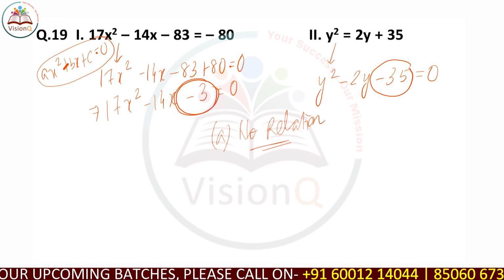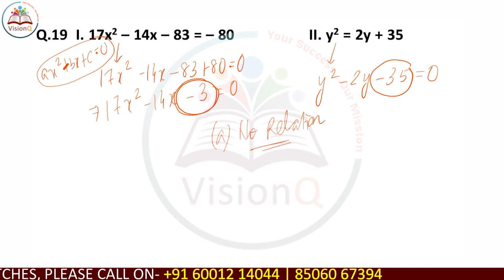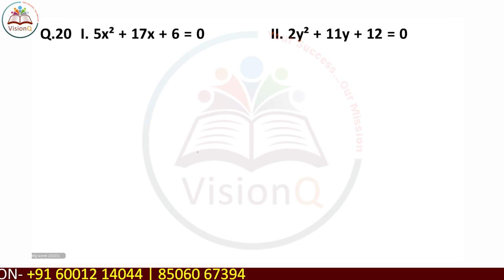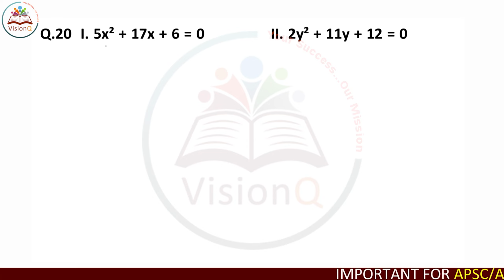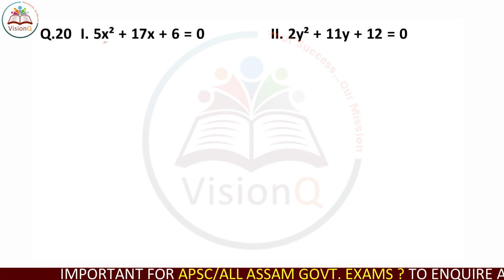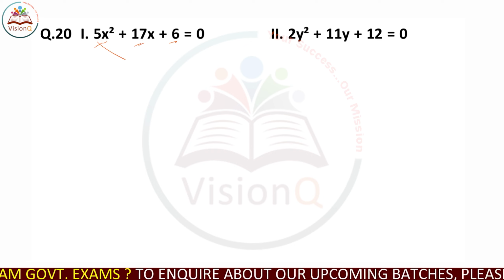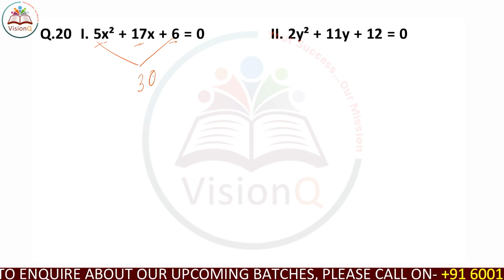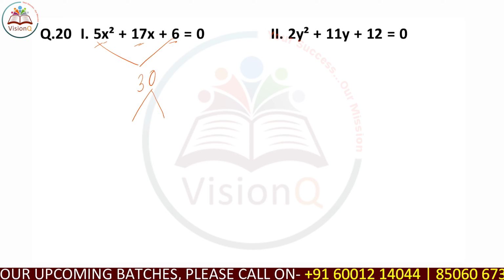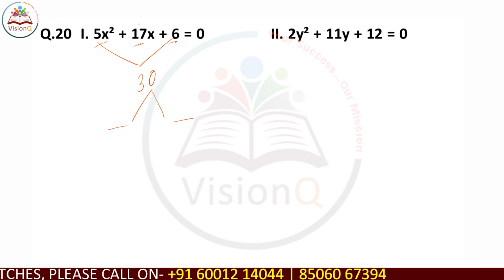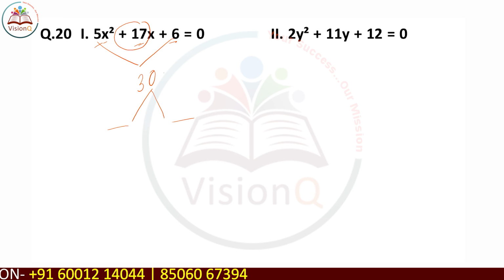So students, let us discuss the last question of this set, question number 20. 5x square plus 17x plus 6 is equal to 0. It is already of the form ax square plus bx plus c equal to 0, where a is 5, b is 17 and c is 6. So your first step is to multiply a and c. 6 into 5 is 30. The next step is the most important step. The sum of these two numbers should be b, which is 17, and the product should be 30.